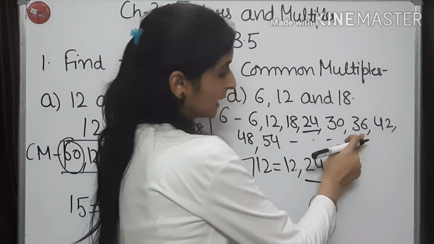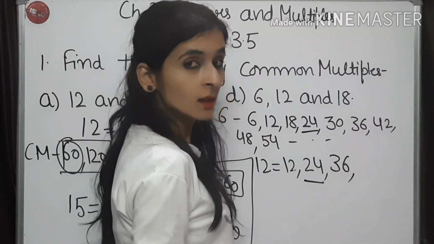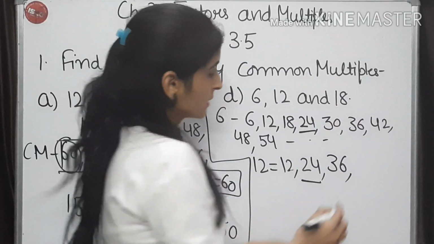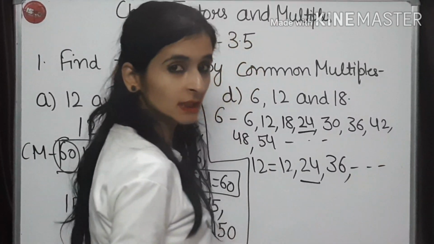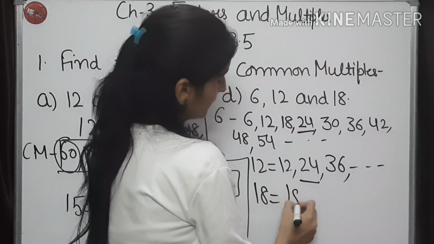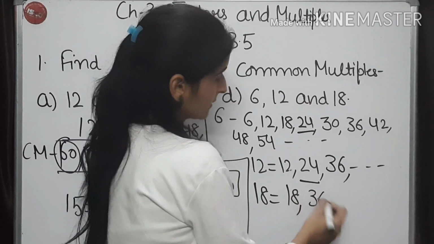Now 36 is here also and here also. Okay, so now we have got two multiples, so we can leave this process here itself. Now I will move to this 18. 18 ones are 18, 18 twos are 36.